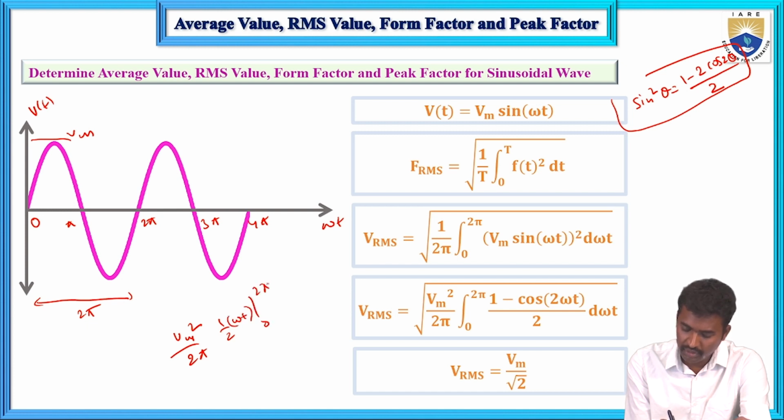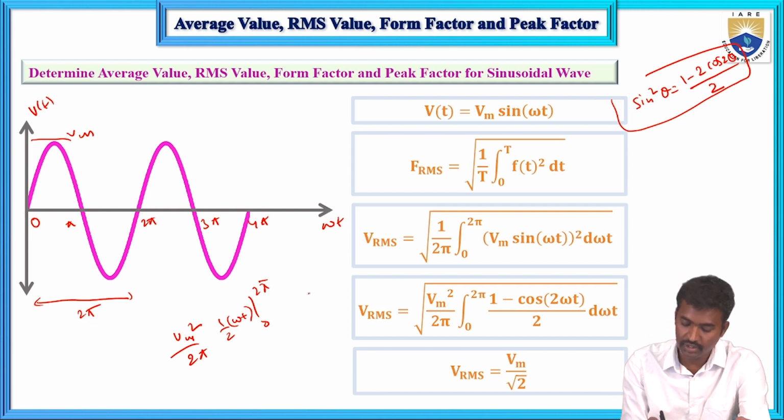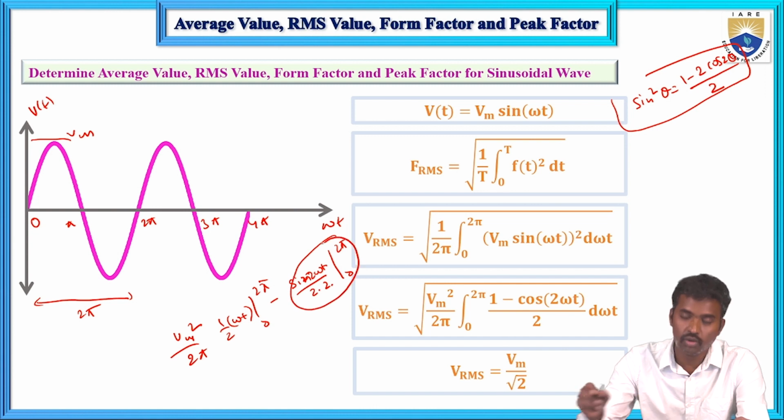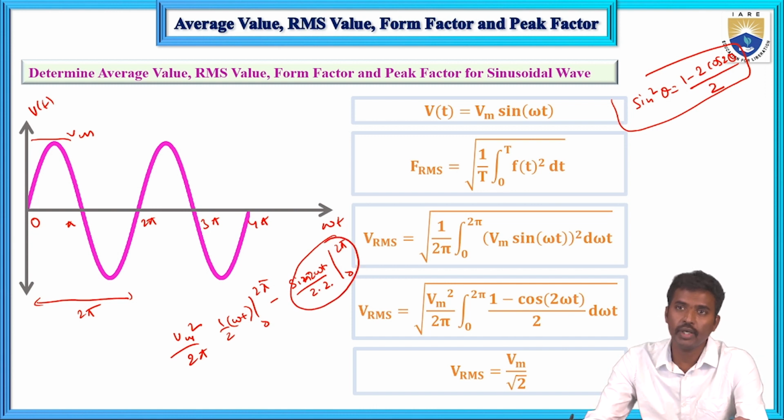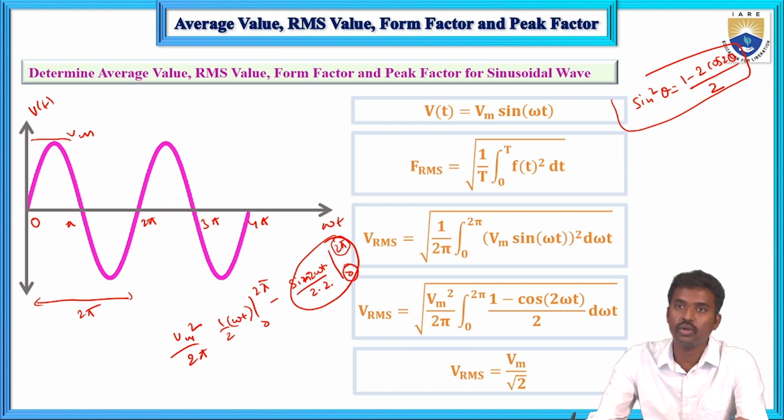From 0 to 2 pi, the integration of cos 2 omega t is sin 2 omega t divided by 2, multiplied by this 2. Now this is from 0 to 2 pi, and the complete value is 0. Why? Because sin 0 is 0, sin pi is 0, sin 2 pi is 0, sin 3 pi is 0. For any multiple of n pi, the value of sin n pi is 0.